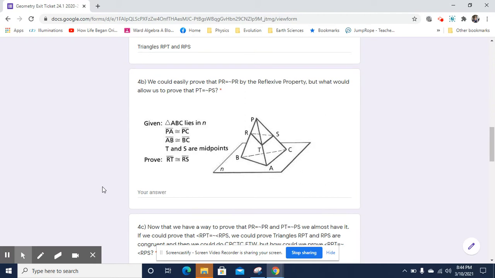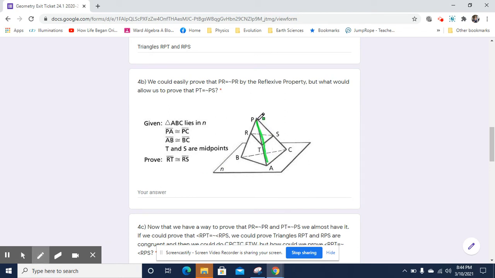Now we can easily prove that PR is congruent to PR by the reflexive property. But what would allow us to prove that PT is congruent to PS? So that's going to require us to take a look at the givens. So we've been told that triangle ABC lies on plane M. Cool. That's nice to know. And we've been told that PA, let's label that.